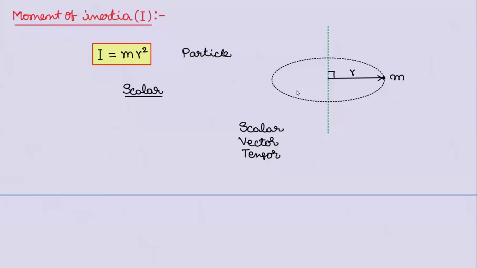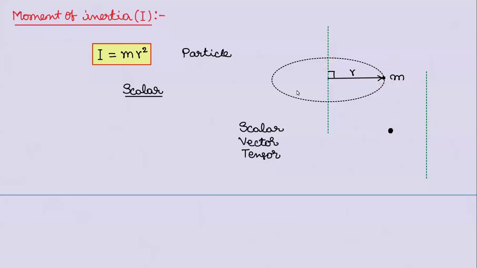But remember, when you're adding moment of inertia of two bodies, you can't blindly add. You have to add only about the same axis. Means what? You have two particles, right? Now, you can't add moment of inertia of these two particles about two different axes. Like this particle has moment of inertia about this axis, this particle has moment of inertia about this axis. You can't blindly add them.